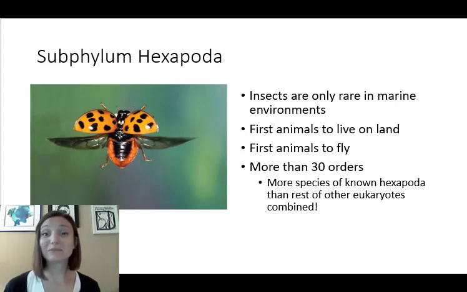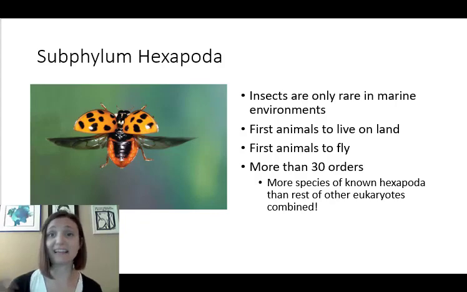These were also the first animals to fly. We think that flight evolved, our best guess is somewhere between 359 and 252 million years ago. And what's cool about their flight, as opposed to other organisms that can fly, like we'll see later, especially in the birds, they don't have to sacrifice the use of any of their appendages in order to also fly, because their wings are extensions of their exoskeleton, of their cuticle.